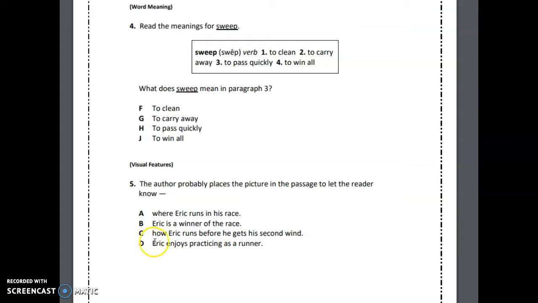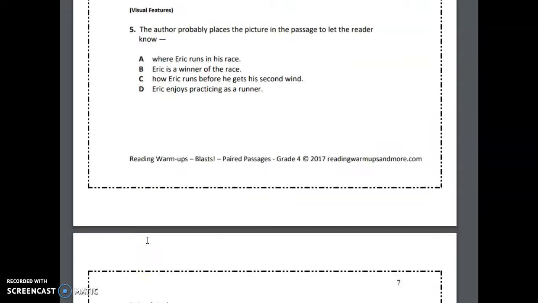C, how Eric runs before he gets his second win. Maybe. D, Eric enjoys practicing as a runner. Doesn't show us that either. So, C would be our answer.